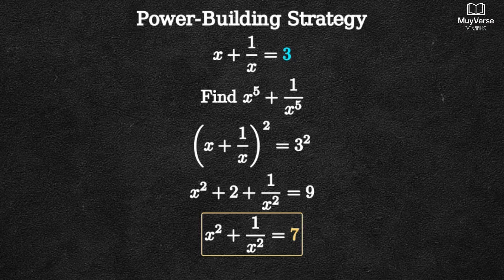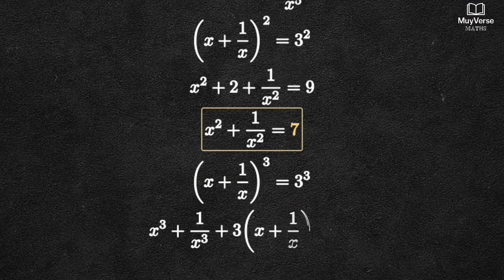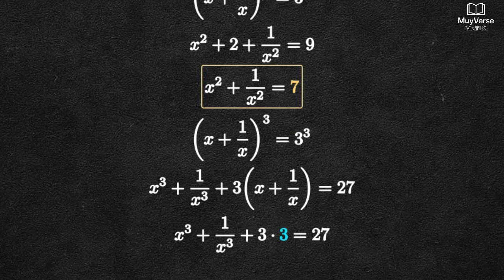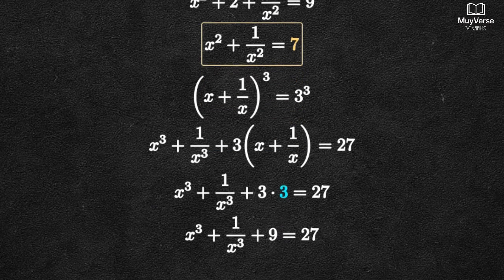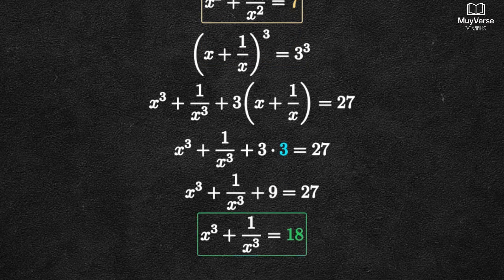Step 2. Cube both sides. We cube x plus 1 over x and also cube 3. Using the identity that equals x cubed plus 1 over x cubed plus 3 times (x plus 1 over x) equals 27. Substitute x plus 1 over x equals 3. Now it becomes x cubed plus 1 over x cubed plus 9 equals 27. Subtract 9 to get x cubed plus 1 over x cubed equals 18.